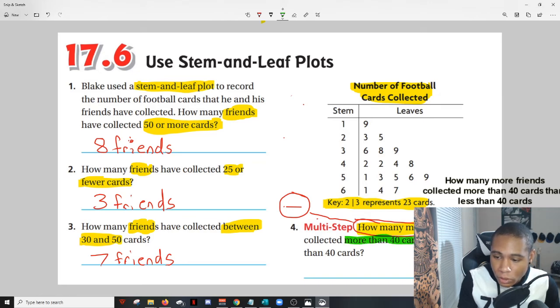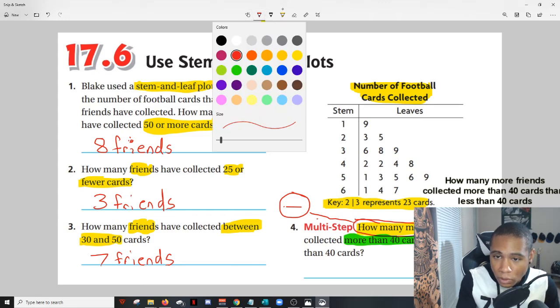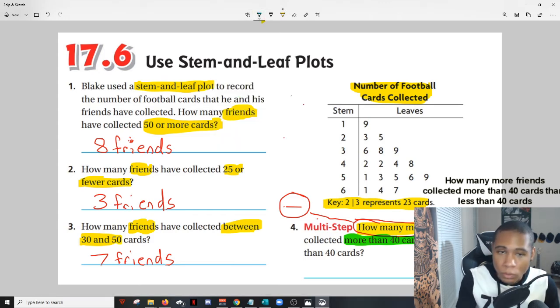Next, I'm looking at how many more friends have collected more than 40 cards, so greater than 40. And then we're using the word than to compare. Than, that's my comparison. I'm comparing the 40 or more people with the less than 40 people. So people that have greater than 40 cards are being compared to people that have less than 40 cards.